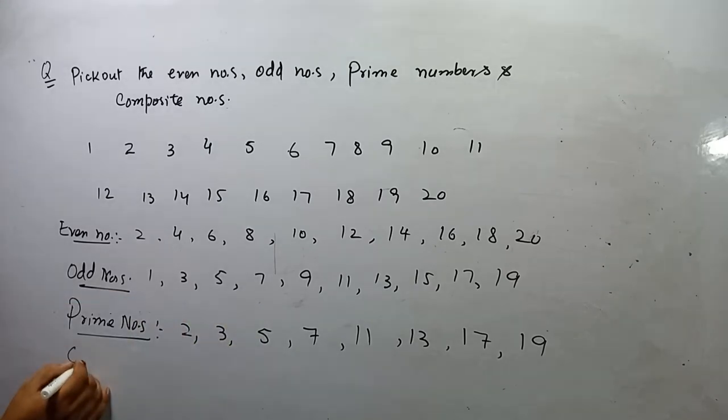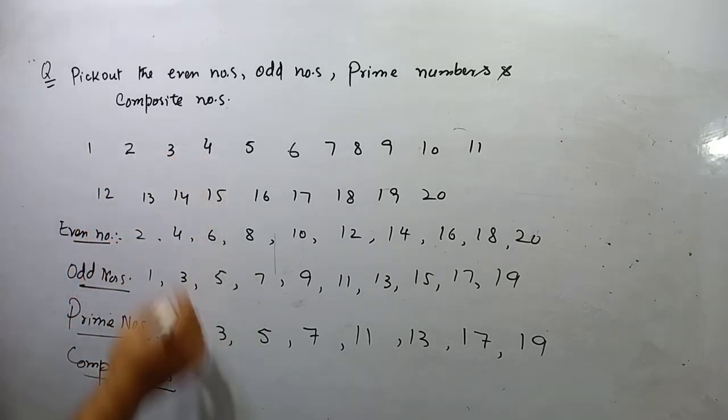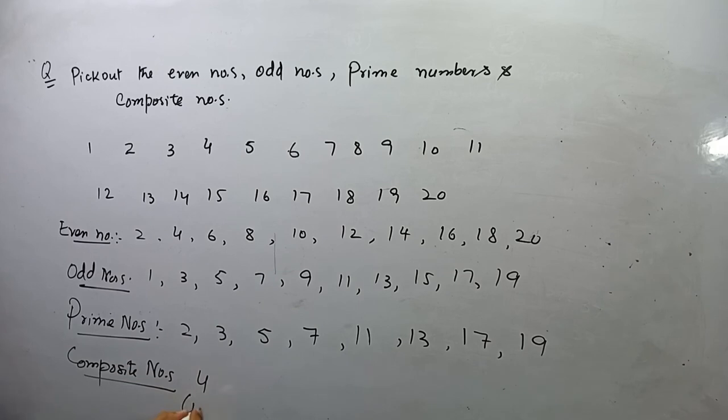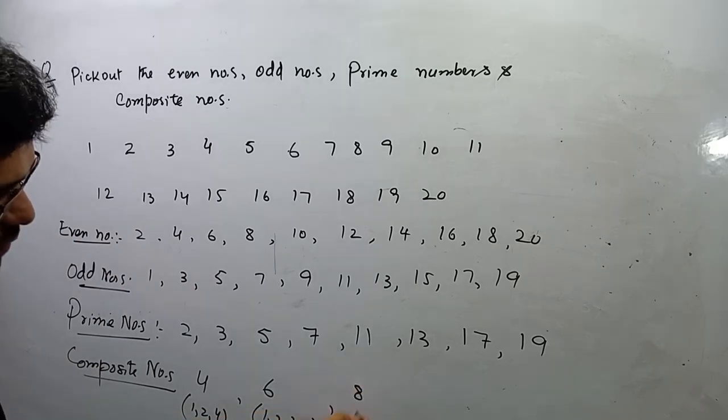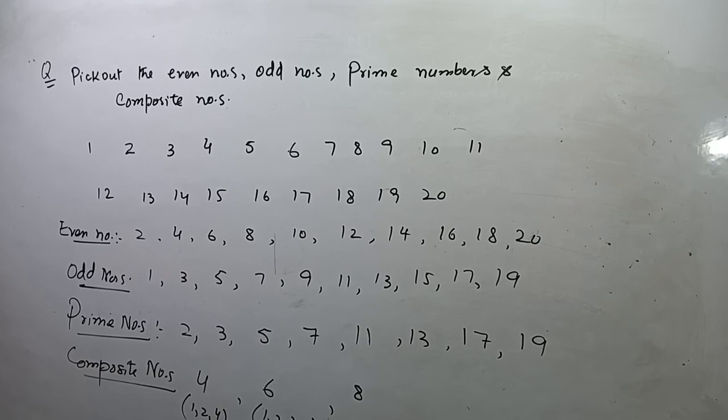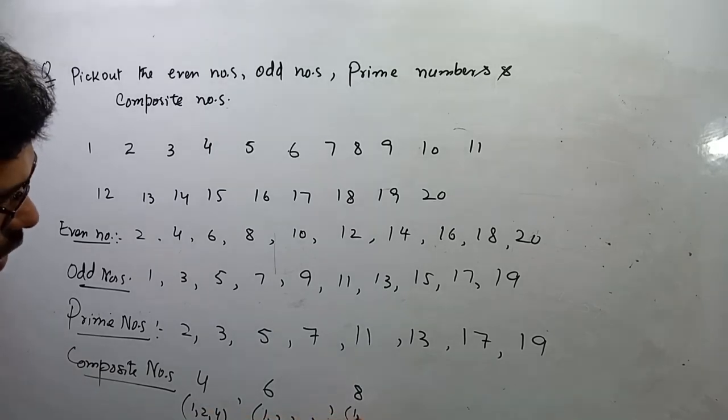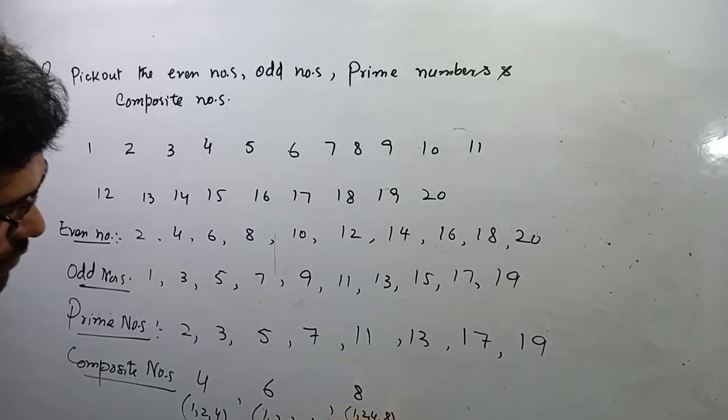Now next, composite numbers. What are composite numbers? Those having more than two factors. 2, 3, no. 4, you can see 4 has how many factors? 1, 2 and 4. Now next, 6. 6 has how many factors? 1, 2, 3 and 6. Next, it is 8. 8 has how many factors? 8 has 1, 2, 4 and 8.